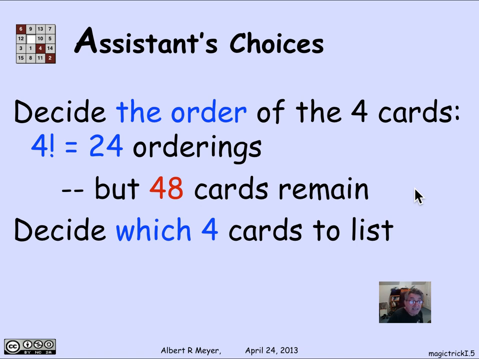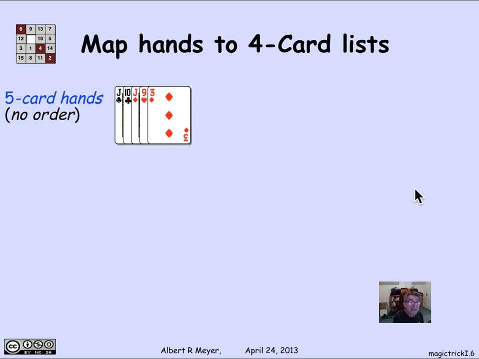The assistant, in addition to listing the order of the 4 cards that the assistant chose to reveal, has the ability to choose which 4 of the 5 cards to list. Now, it's not obvious how to use that, but that gives the assistant the additional power to communicate that extra bit. And here's the way that we can understand what's going on in terms of a matching problem.